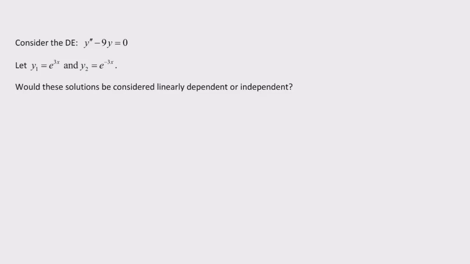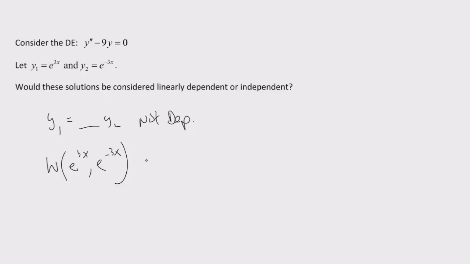We're going to reach back to the dependence idea. The dependence idea would say, is there some non-zero constant that I could use to set y1 equal to y2? And feel free to convince yourself that that's not true. So it's got to be not dependent, simply because there is no linear combination of those things. Linear independence means that the Wronskian has to be non-zero. So I just need to show that the Wronskian of e to the 3x and e to the negative 3x, that determinant, is non-zero, and therefore they're independent solutions.